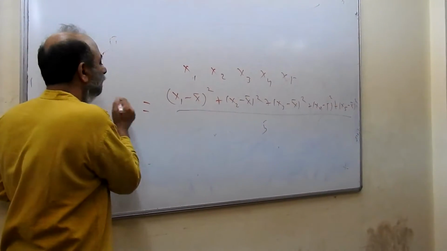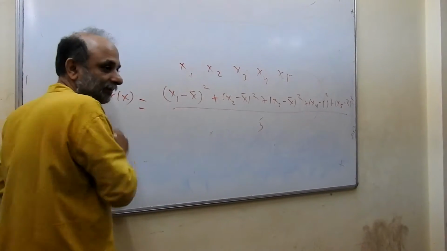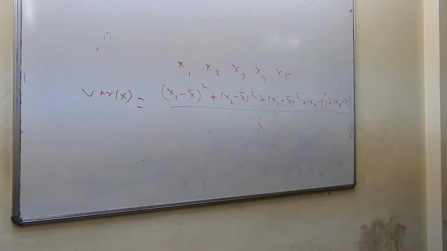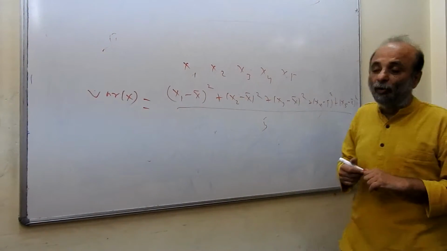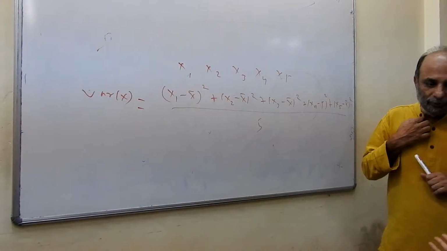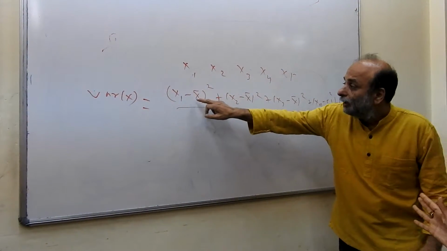This is called the variance of x. The average distance of an observation from the mean. How can you call it an average when you're comparing it? Yeah, but I said, what is this?